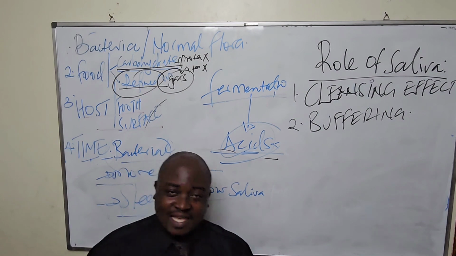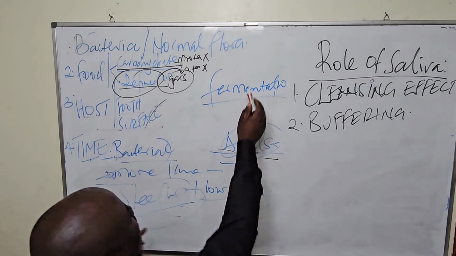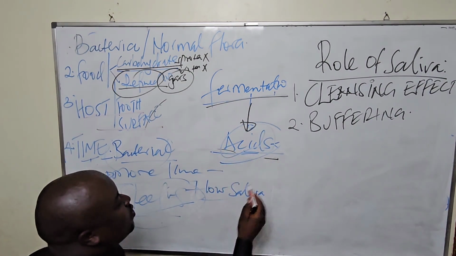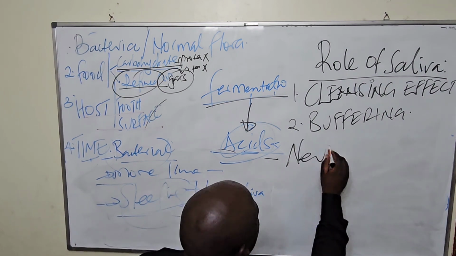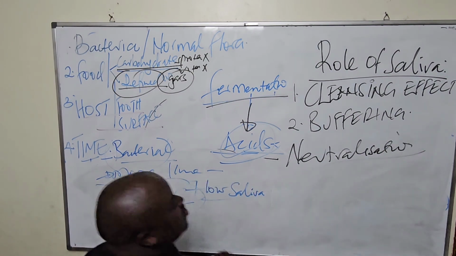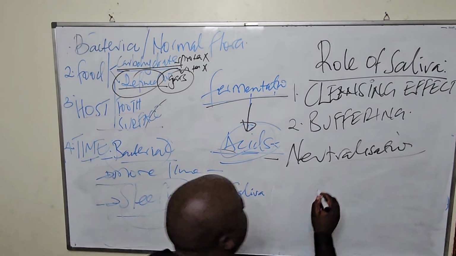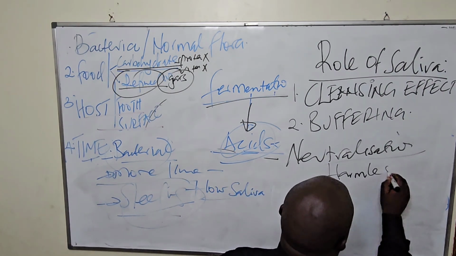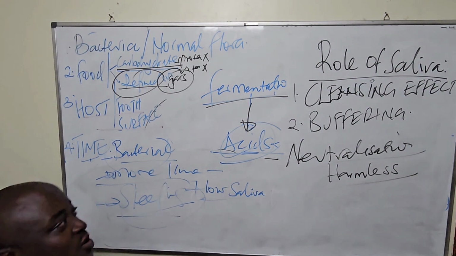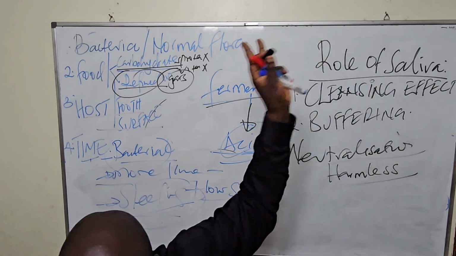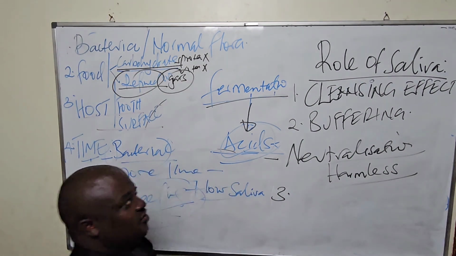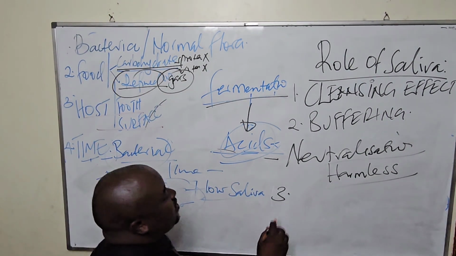So it neutralizes that. The moment the acids we have been talking about are formed from the fermentation, the saliva does what we call buffering, or we can call it what? Neutralization. When it neutralizes it, it becomes harmless. So the moment you have more saliva in the mouth, the more advantage you have, because the acids, however much is formed, are going to be what? Harmless.